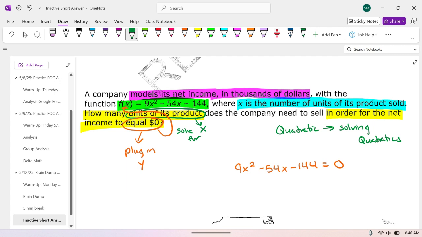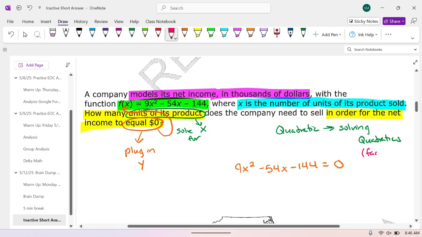What's the only way besides graphing that we've learned to solve a quadratic in this class? By what method? Starts with an F, guys. Solve by factoring. So we're going to solve quadratics specifically by factoring. Now, we just did a whole thing on this on your brain dump.